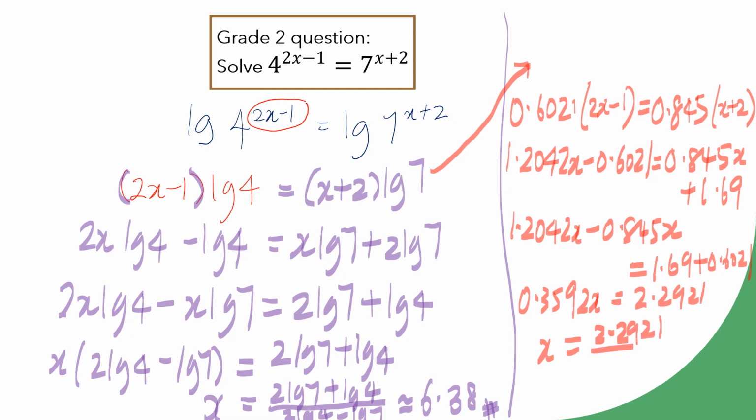So x will be 2.2921 divided by 0.3592. That will also give you 6.38. Okay, the same answer as what we have done on the left hand side.